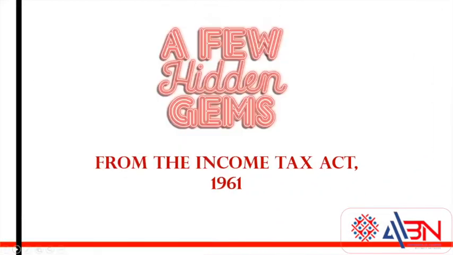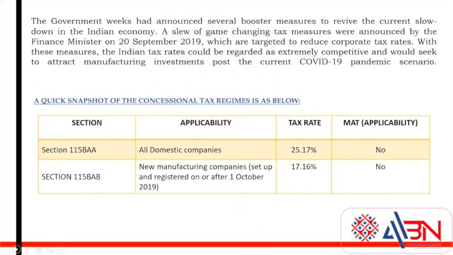There are a few hidden gems under the Income Tax Act, which many of you may be aware or may not be aware, but we thought it could help if we could shed some light on the same. Given demonetization and GST, our economy was facing a sort of a slowdown. In this backdrop, the government wanted to introduce game-changing tax measures so as to boost growth in the form of corporate growth. With this idea, the finance minister on 20th September 2019 introduced two sections in the Income Tax Act, Section 115 BAA and Section 115 BAB.